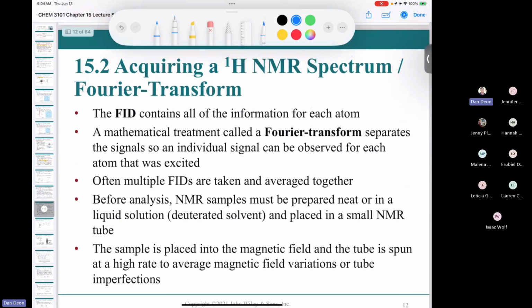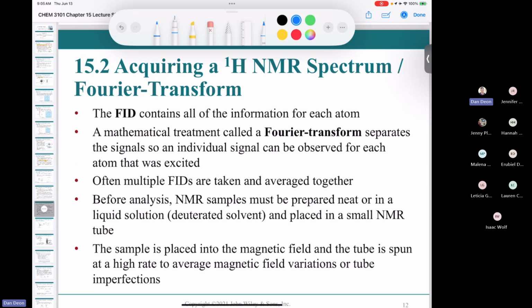The FID, or free induction decay, contains all the information for every single atom. Then you do this complex mathematical treatment called a Fourier transform, and it separates the signals so you can see each signal very clearly in the spectrum. Normally we take a bunch of FIDs, so we hit the sample with all relevant frequencies of electromagnetic radiation over and over and over. Sometimes we'll do it 100 times. It's usually some multiple of 8: 8, 16, 32, 64, 128, 256, 512, 1024, et cetera. Then you average them all together to get the best NMR spectrum you can.